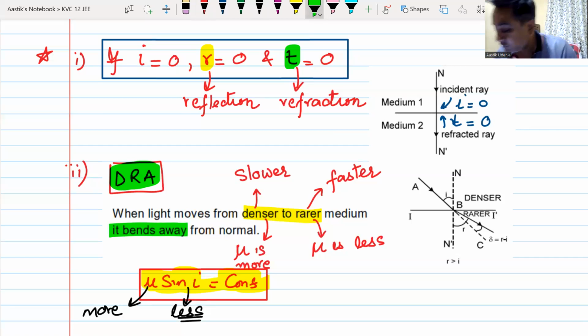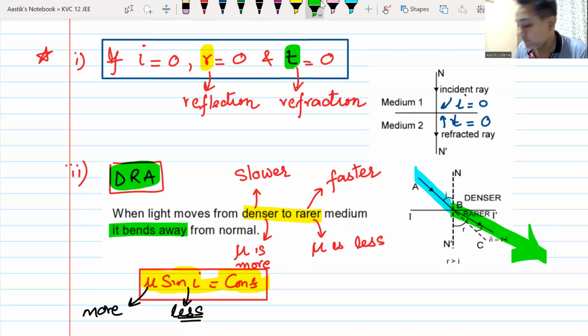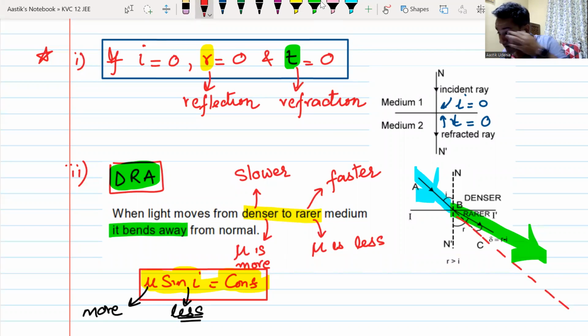Do you see it here? Yes or no? This is the incident ray, and the green one is the refracted ray. This dashed line is your original direction. And here you see that it moves from denser medium to the rarer medium, it bends away from the normal. DRA. Do we understand this? Yes or no?